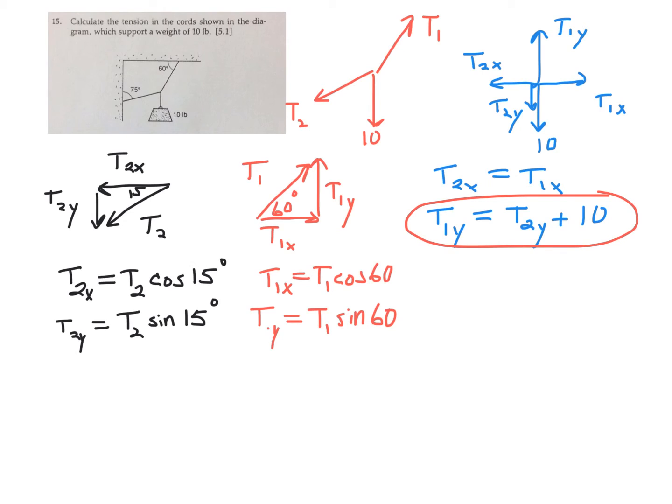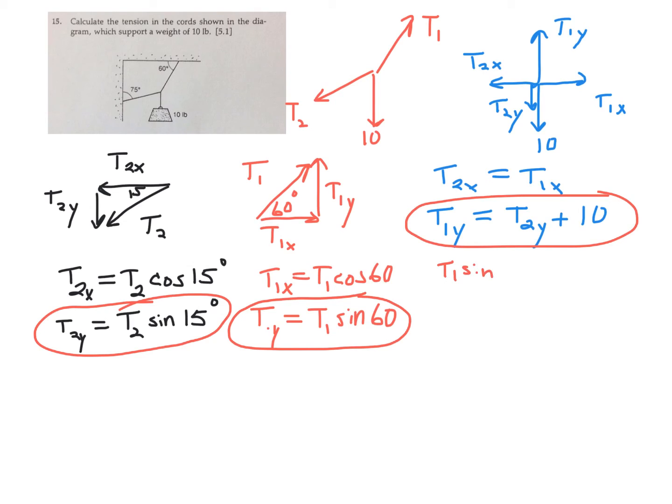So I look over to the left-hand side over here. You've got to be really careful here. Here's my T sub 1y and my T sub 2y. I'm going to take those expressions and plug them in. In other words, if I plug those in, I end up with T sub 1 sine of 60 equals T sub 2y, which is T sub 2 sine of 15, plus 10. So I have a new equation, which is the combination of those three things I have circled. But that equation has two unknowns in it, T sub 1 and T sub 2.